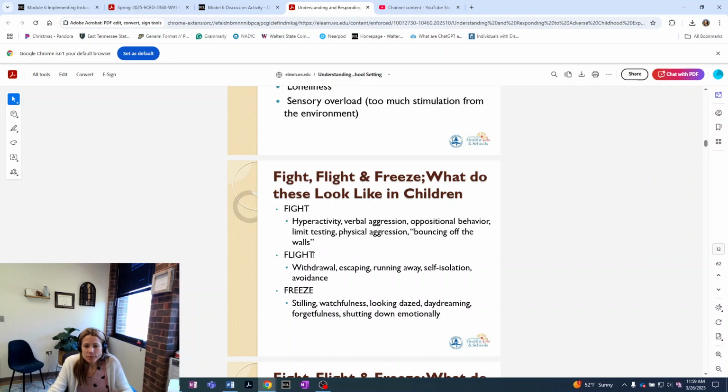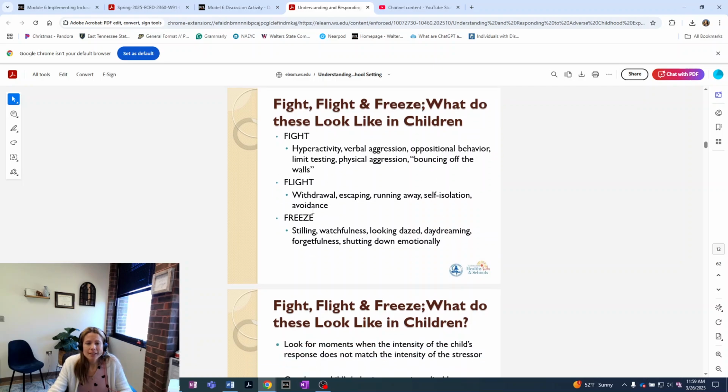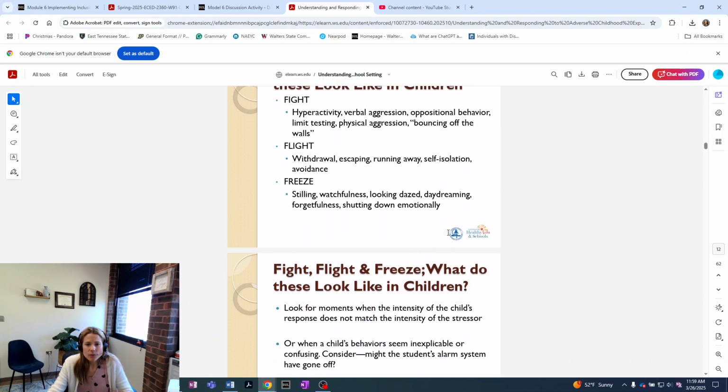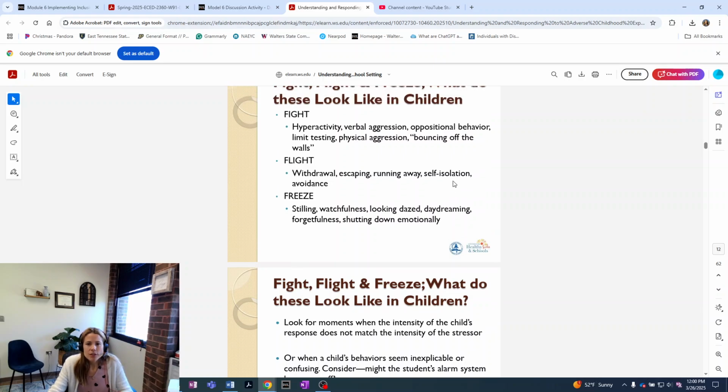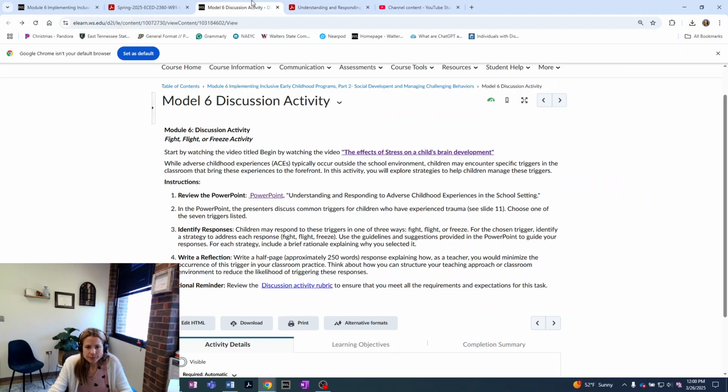Now the child may flight. What does that mean? They can withdraw from you, escaping from the situation, running away, isolate themselves, and avoid everyone. So this is what we know as flight. Then we have freeze. Now this is where they will just look dazed, like they're scared. You might think they're even daydreaming. They get very forgetful, or they start shutting down emotionally, right? So based on these triggers, they're going to do one of these 3 things.